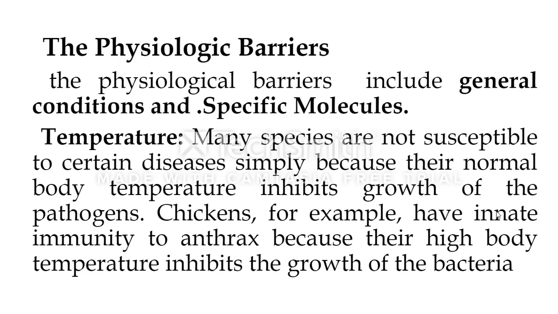Many species are not susceptible to certain diseases simply because their normal body temperature inhibits the growth of the pathogens. Chickens, for example, have innate immunity to anthrax because their high body temperature inhibits the growth of the bacteria. So the higher temperature of the chickens makes them resistant against anthrax.